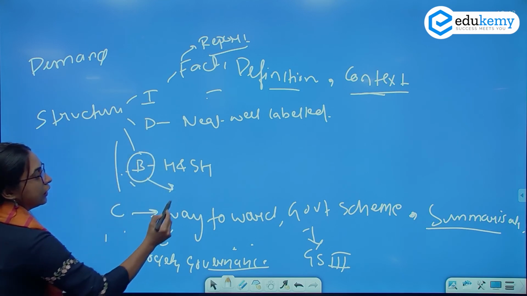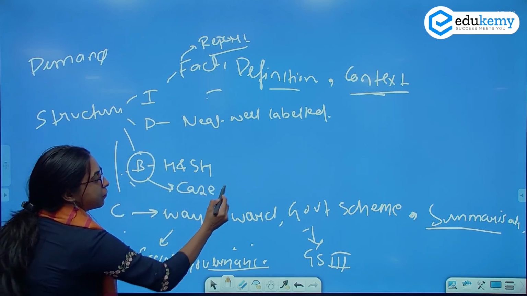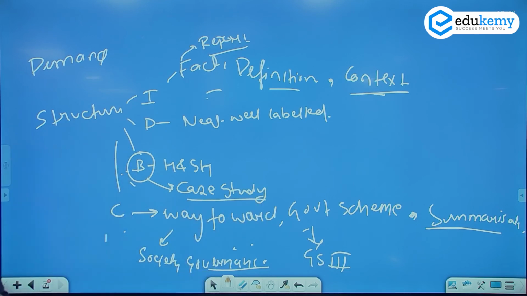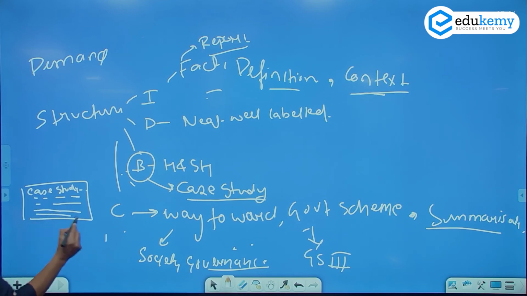another important thing is the case study. What is a case study? Case study for geography optionals, case study for the environment portion in GS, the case study for the society related. What is a case study? एक box बना देते हैं. People make a box in the body part. They write a case study and they write some content. A case study is nothing but a detailed example.